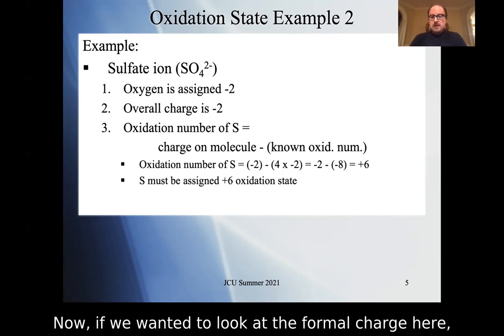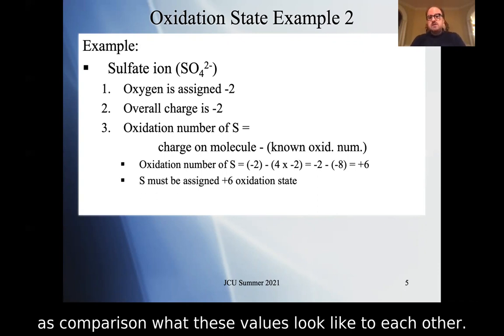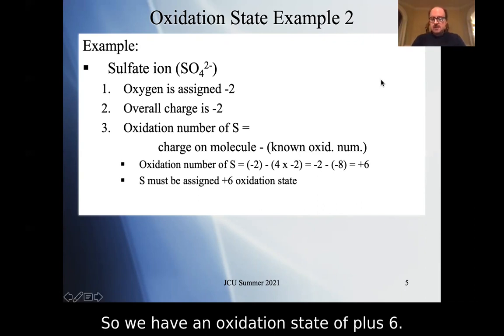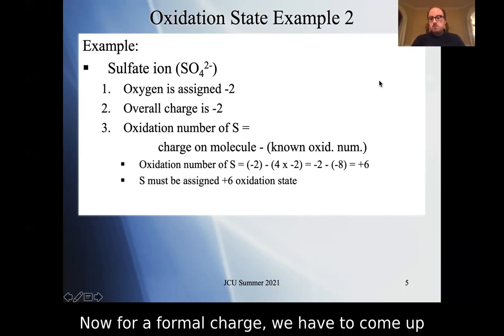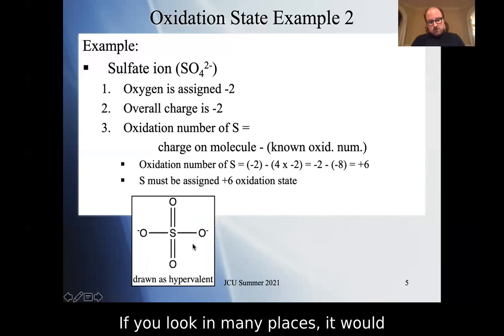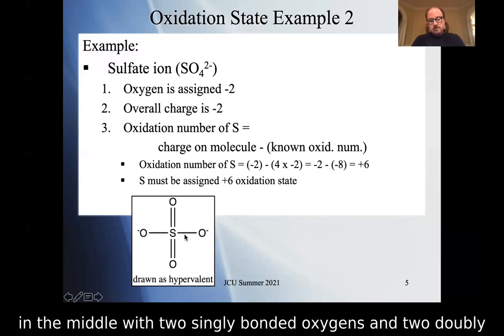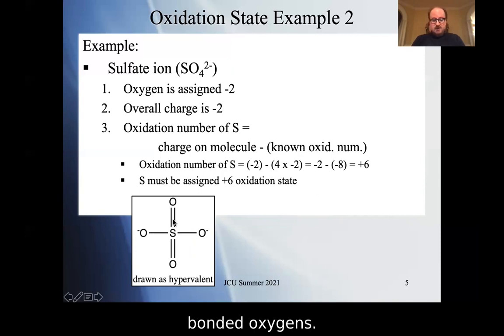Now, if we wanted to look at the formal charge here, just to see, relatively speaking, as a comparison, what these values look like to each other. So we have an oxidation state of +6. Now, for a formal charge, we have to come up with a Lewis structure. Now, sulfate ion is one. If you look in many places, it would be drawn as this, where we have sulfur in the middle with 2 singly bonded oxygens and 2 doubly bonded oxygens.